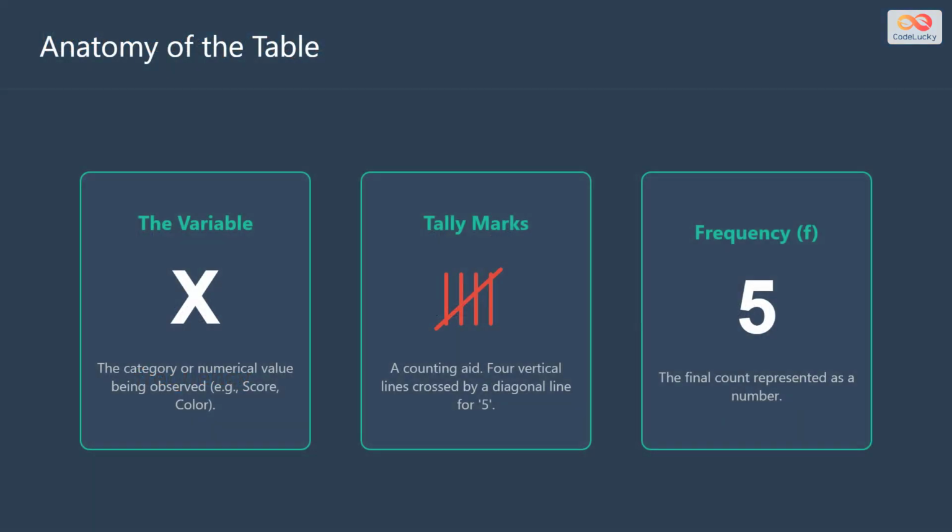Let's break down the table's components. First, we have the variable, usually denoted by X. This is what we are observing. Next, we often use tally marks as a helper to count as we go through the data. Finally, the frequency, denoted by F, is the numerical total of those tally marks.